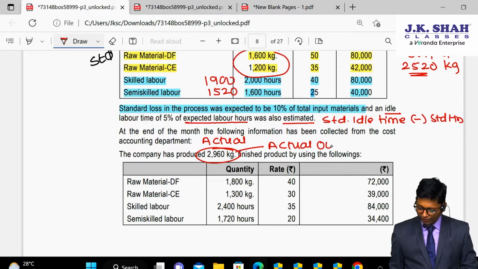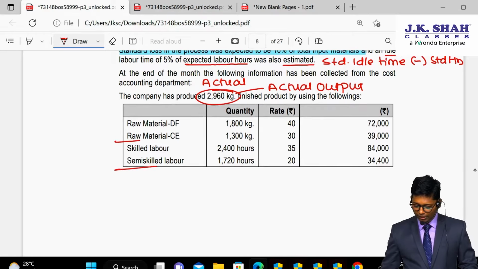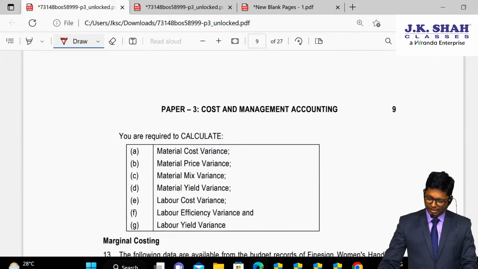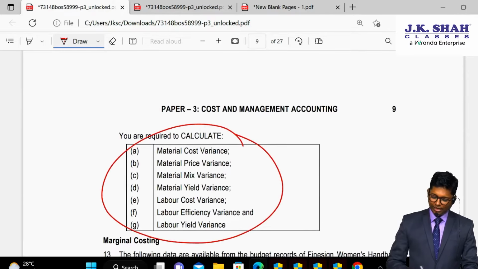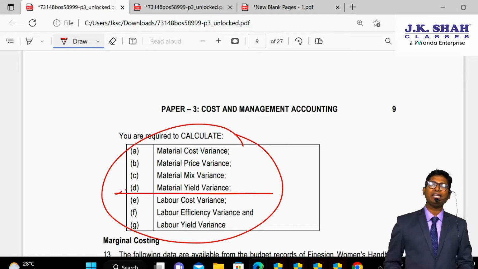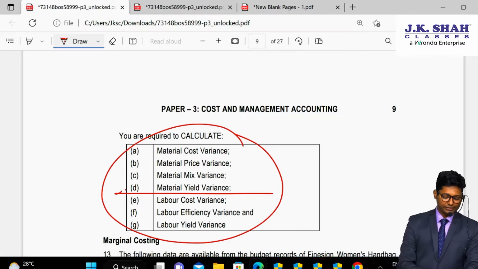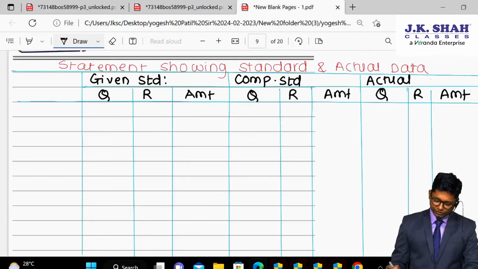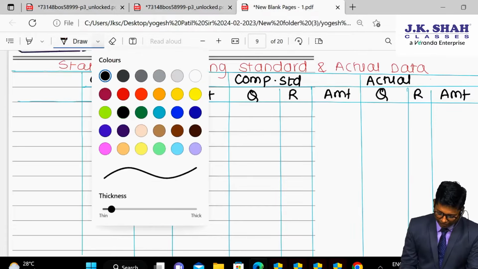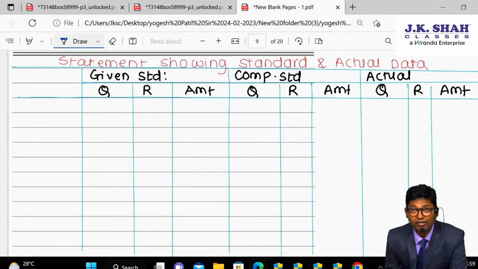This much quantity has actually been produced, and for that purpose the material used and laborers worked, along with their hours, are available with us. The question is simply asking us to calculate a few variances. If you check, the first 4 variances are your material variances and the remaining 3 variances are your labor variances. For solving this kind of question, students always prepare this kind of table, where first I will show you how we are going to prepare the material related table.